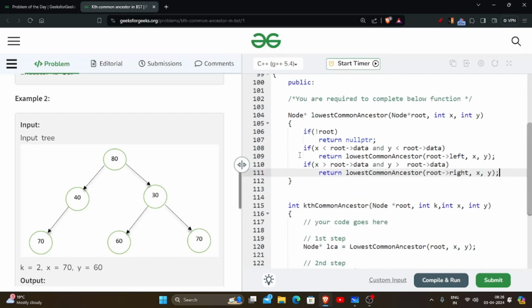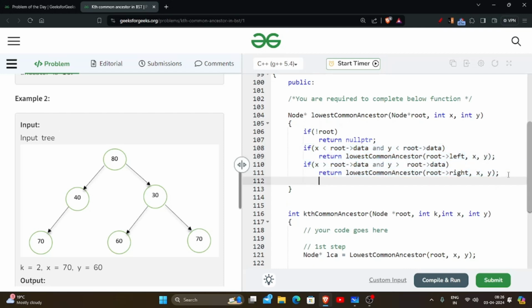And if they don't exist to the left and they don't exist to the right, that means that root is our lowest common ancestor. So we just return root. So this helps us to find the lowest common ancestor.